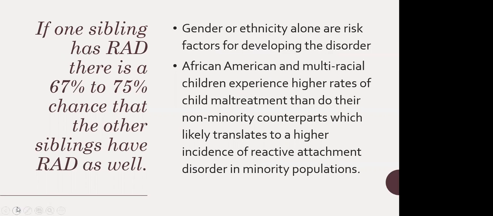Something interesting to add is that research suggests that among siblings raised in the same house there's a higher chance, like 67 to 75%, that the siblings will have RAD as well, which is extremely high, but it also makes sense because they're more than likely experiencing the same abuse and neglect. So, like I said, more than likely, if one sibling has it, then the others will too. Now, that's not always the case, but most of the time. Neither gender nor ethnicity alone appear to be risk factors for developing the disorder. However, African American and multiracial children experience higher rates of child maltreatment than do their non-minority counterparts, which likely translates to a higher incidence of reactive attachment disorder in minority populations.